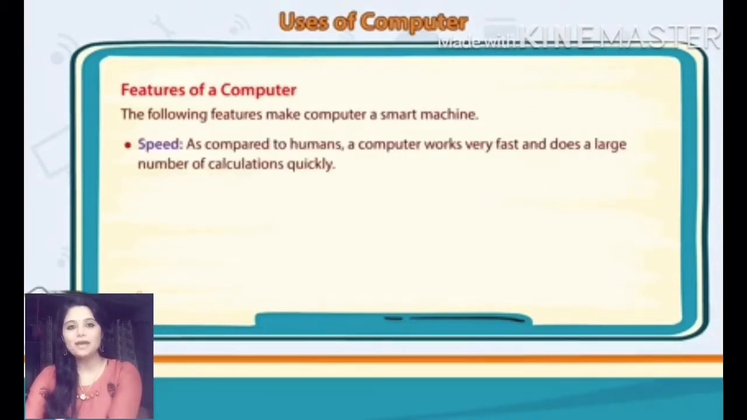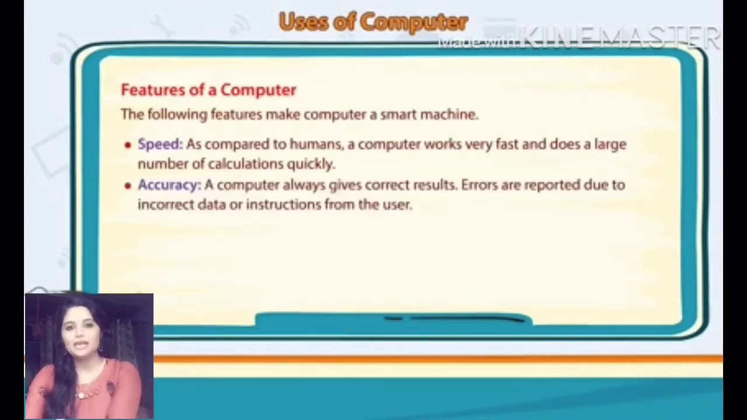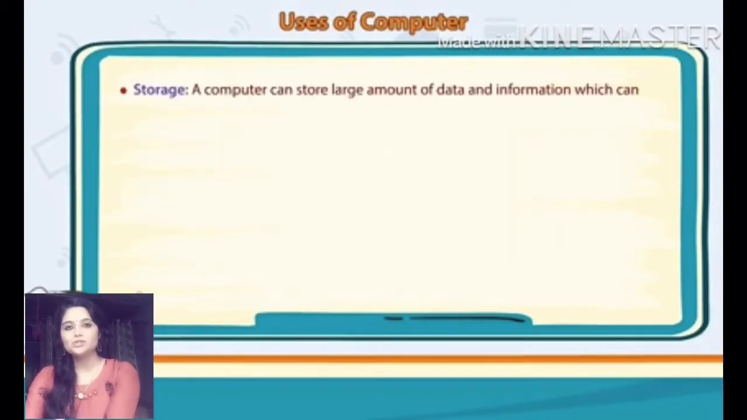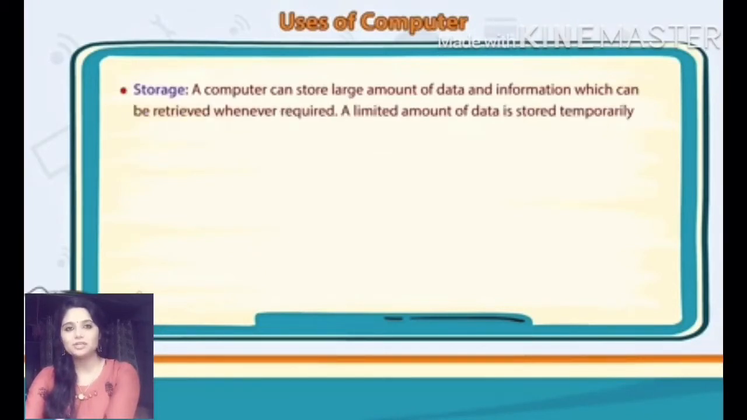Speed. As compared to humans, a computer works very fast and does a large number of calculations quickly. Accuracy. A computer always gives correct results. Errors are reported due to incorrect data or instruction from the user. Versatility. A computer performs a variety of tasks. Hence it is also known as multitasking machine. Storage. A computer can store large amount of data and information which can be retrieved whenever required.